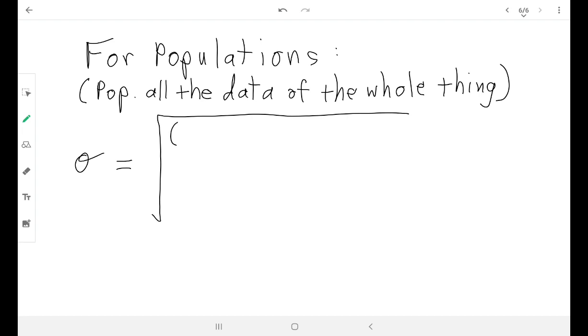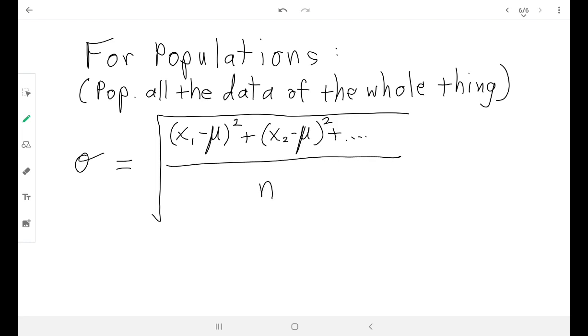You do x sub 1 minus mu (this is called mu here), plus x sub 2 minus mu, plus over and over and over. These all get squared, by the way, over n. Okay? Oh, and I didn't tell you what n was in the last one.